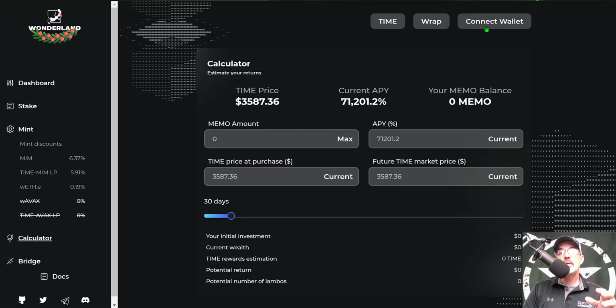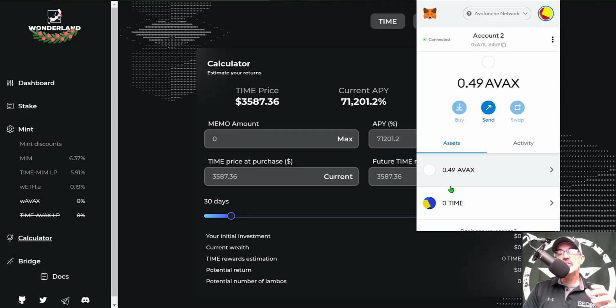So now I have my MetaMask wallet connected. I actually need to get some time tokens in order to actually stake those time tokens. Now you will also need some AVAX or Avalanche tokens in your wallet in order to pay any gas fees for staking and unstaking. So be sure you have some AVAX available in your wallet on the Avalanche network in order to pay any fees that are going to be involved.